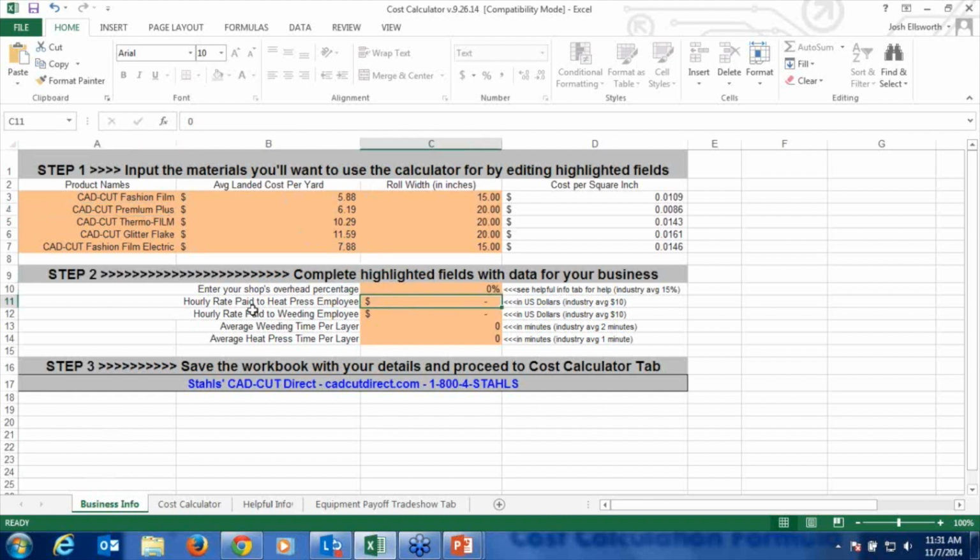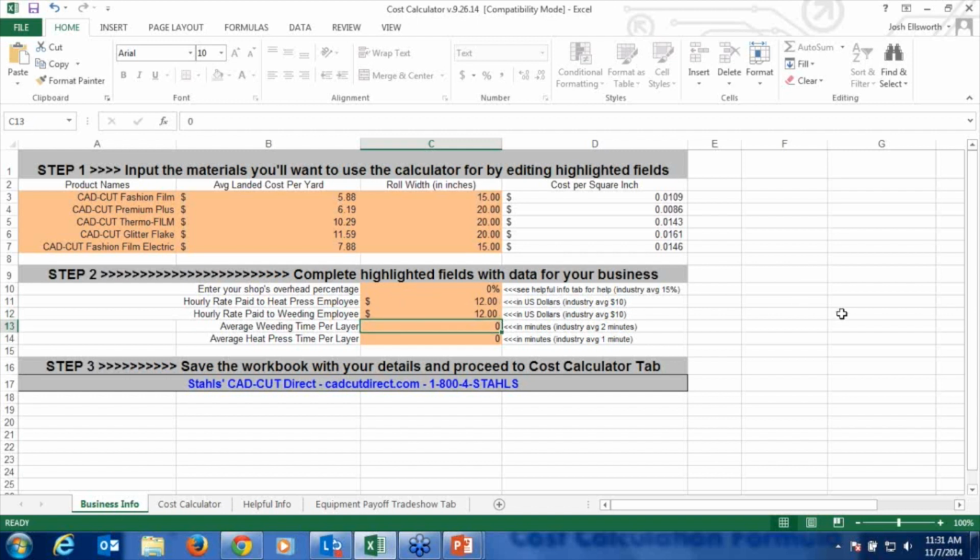So this cost calculator allows you to put in an hourly rate that you're going to pay to your heat press employee, which we just talked about. So we said $12, and then we're going to pay an hourly rate to our weeding employee. In this case, the weeding employee we're assuming is the same one that's also the cutting employee that's loading the cutter. So we're going to set them up at $12 an hour as well.